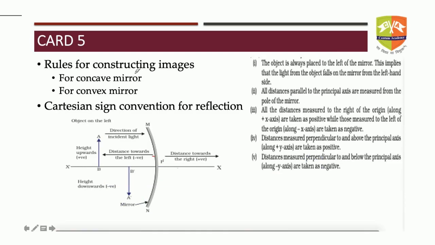The second one is pole. Pole is nothing but the geometric center of the reflecting surface. Here the pole is P. If you look at the reflecting surface, the midpoint of it, which is the geometric center, is denoted by P.